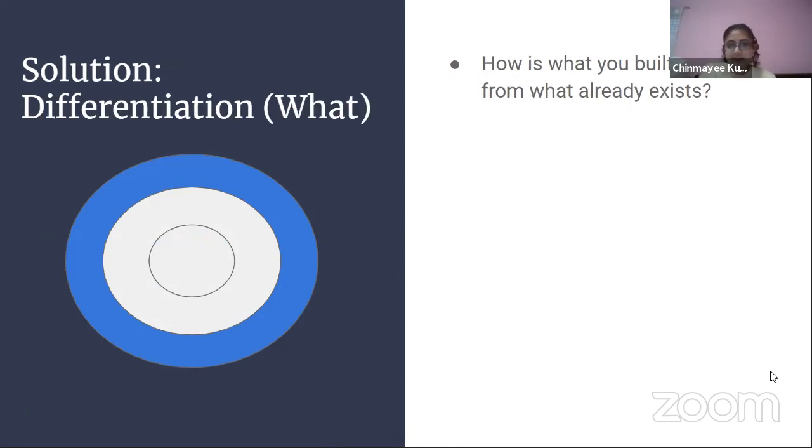Okay, so the next part is the differentiation. This is the what. You want to be really clear about how this is different from something that already exists. Because if you took part in this hackathon and you've developed something or changed something that isn't the traditional way of doing it in the industry, you want to really draw that out. A really good way to do that is potentially having a table that compares your competitors and their offerings with what you are offering. Be really clear about what is unique about your product or what you've built.